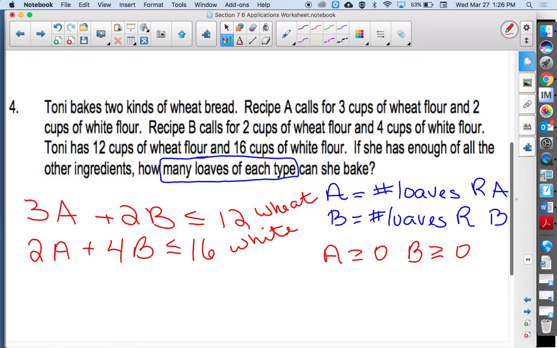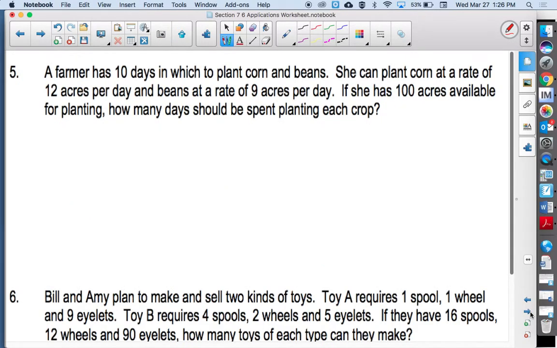Questions? So then if you flip and look at the corn and plant beans. Got a farmer, she's planting corn and beans, and she has 10 days to plant them. I'm sure there is probably a specific time that you can plant those veggies so that they grow in the proper amount of time and are ready in the correct time frame. She can plant corn at a rate of 12 acres a day, beans at a rate of 9 acres a day. She has 100 acres available for planting. How many days should we spend planting each crop?